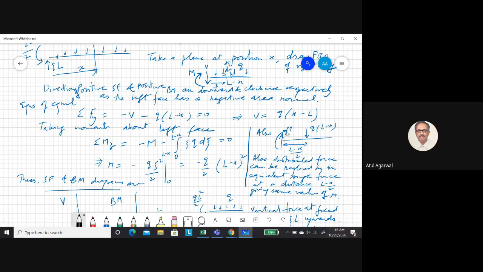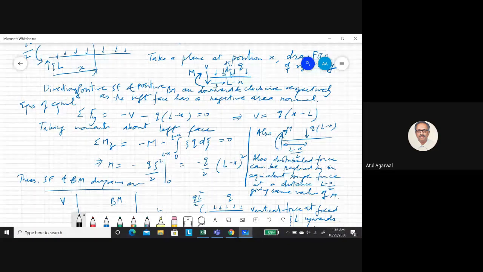This moment is counterclockwise, so minus M. And this moment is also clockwise, so minus M. Plus this moment is Q into L minus X into L minus X by 2 clockwise. So you get minus M plus Q into L minus X whole square by 2. So your M is equal to this answer you get.